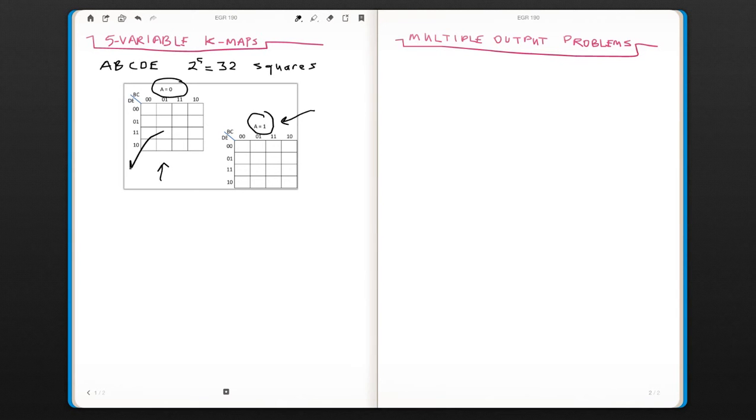For example, how about this cell? This cell would be A naught, B naught, C, D, E. And take another example from here. Let's say this is going to be A, B, C, D naught, E.